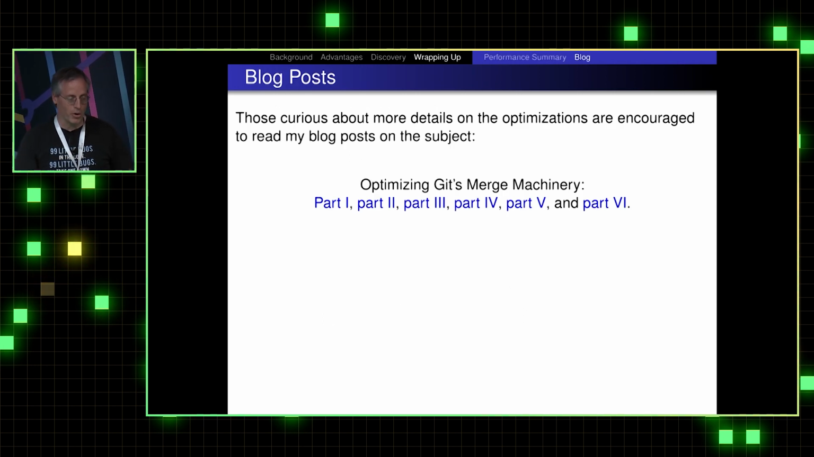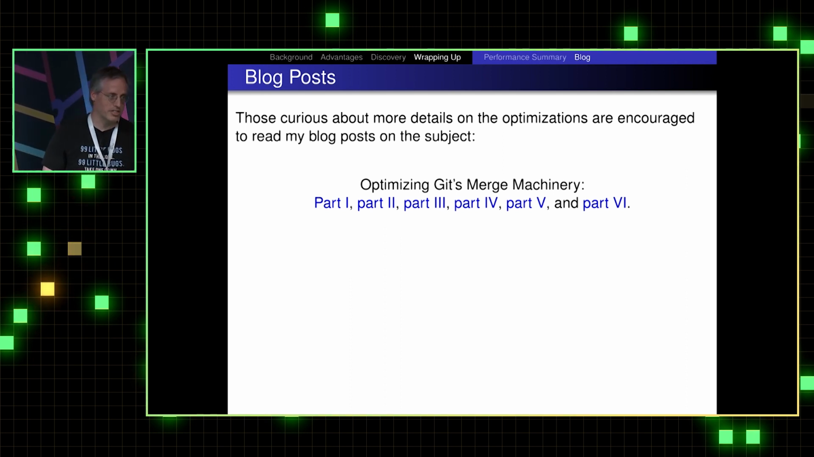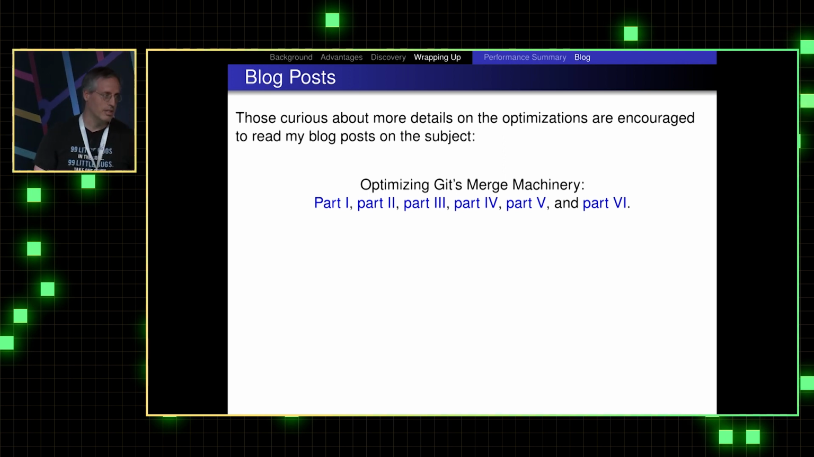If you're curious for more details about the optimizations involved here and some that I didn't even cover, I've actually got a 6-part blog series that you can go read up to learn more about it. If you just Google for optimizing Git's merge machinery, and especially if you can find part 6 because it has backlinks to all the previous ones, then you can learn more of these details.